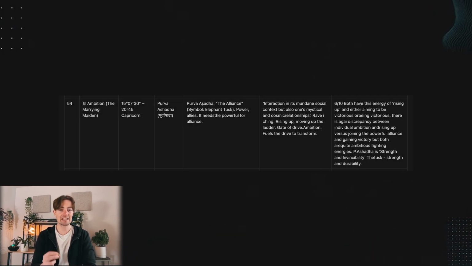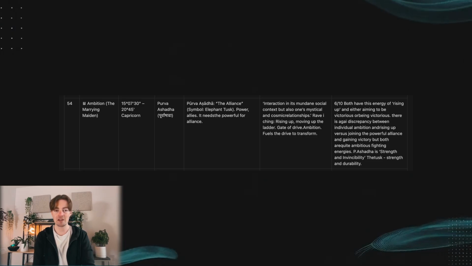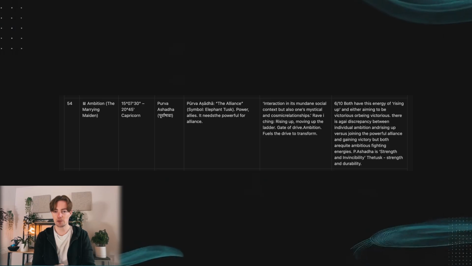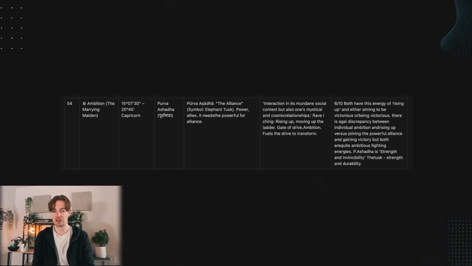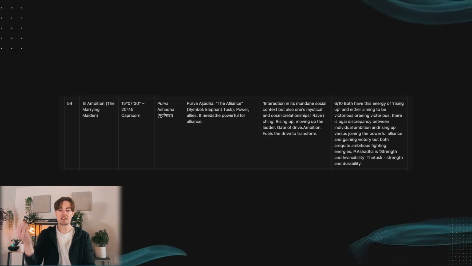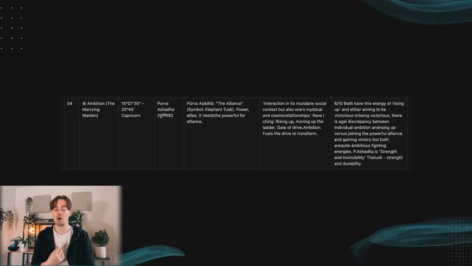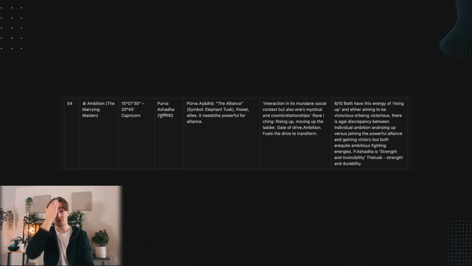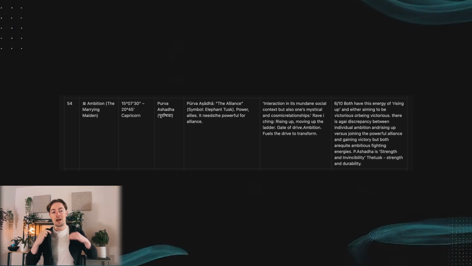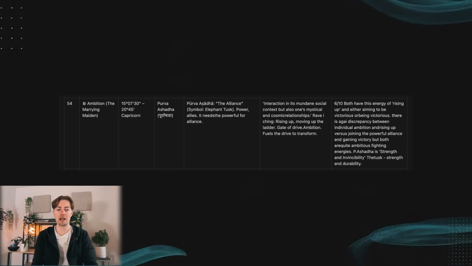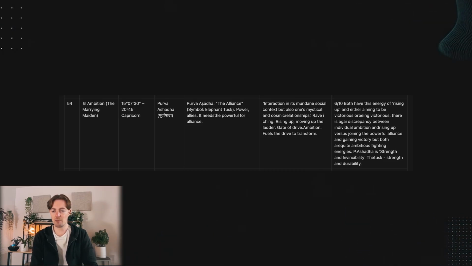Gate 54, the gate of ambition, also known as the marrying maiden in the I Ching, running 15 degrees to 20 degrees of Capricorn in the Purva Ashada nakshatra. The notes I have for gate 54, the gate of ambition, interaction in its mundane social context, but also one's mystical and cosmic relationships. And in the Ra Ching, rising up, moving up the ladder, the gate of drive, ambition, fuels the drive to transform. So it's much more easy to understand from the human design perspective. It's an ambitious gate. It's a characteristic of ambition. And we have this Purva Ashada nakshatra, which is a powerful alliance that goes to victory. So I'm giving this a 6 out of 10.